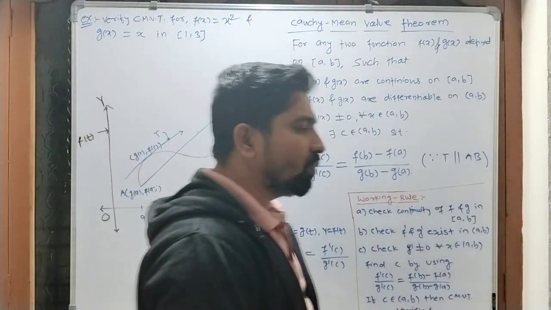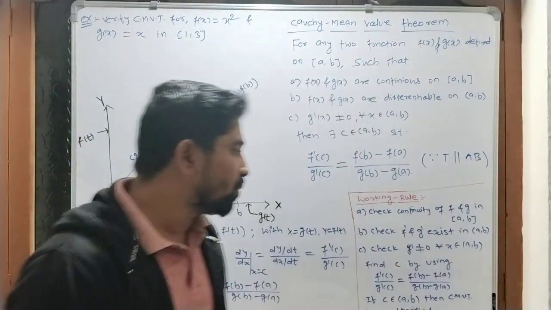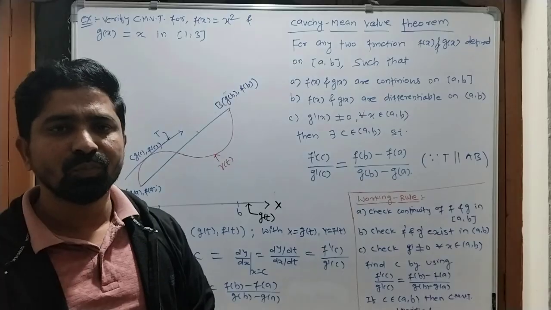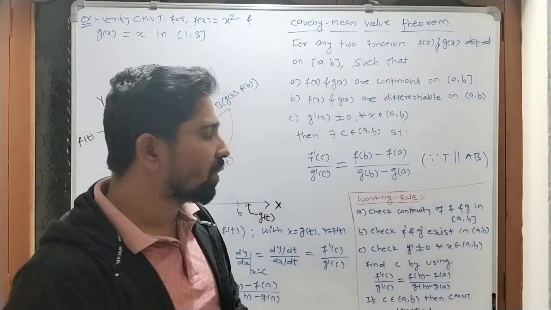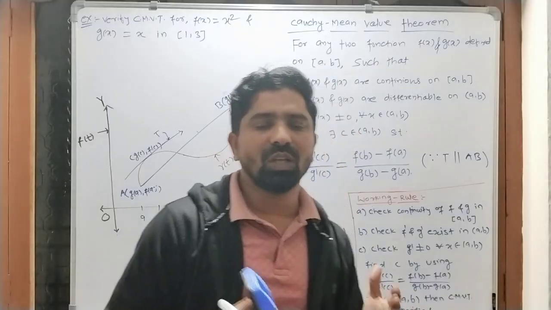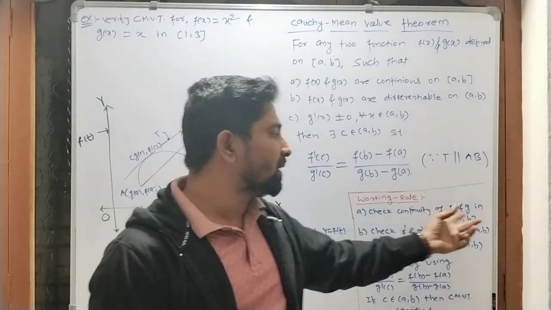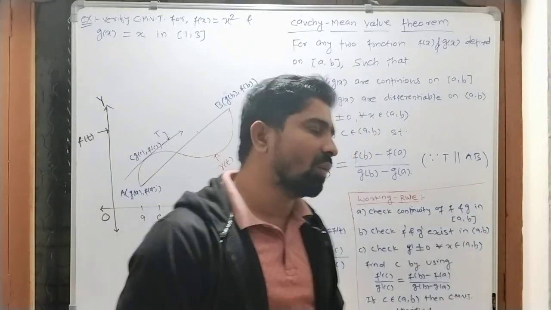Now, how do we say that a given pair of functions f and g satisfy the statement of the Cauchy mean value theorem? This is the working rule. First we have to check whether the given functions, f and g, are continuous in the closed interval [a, b] or not.